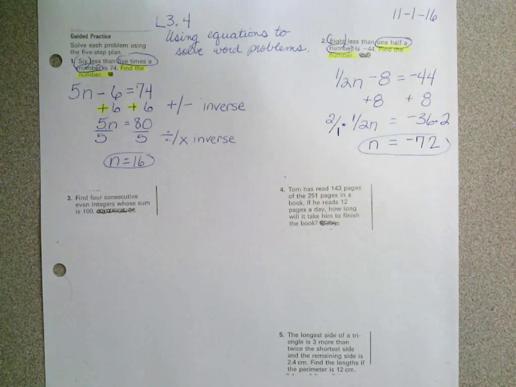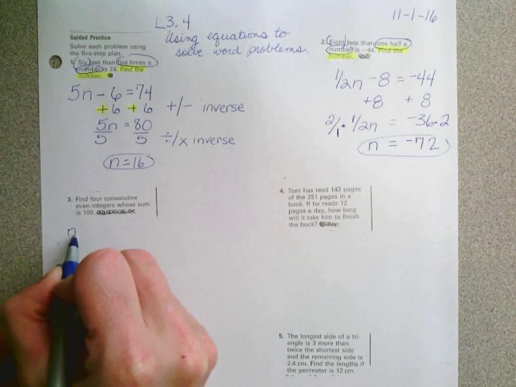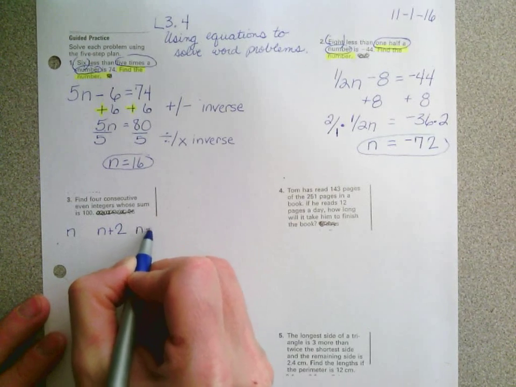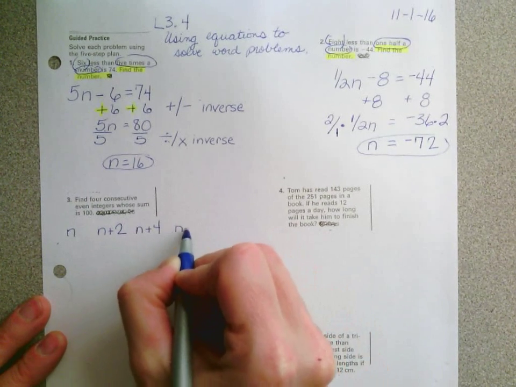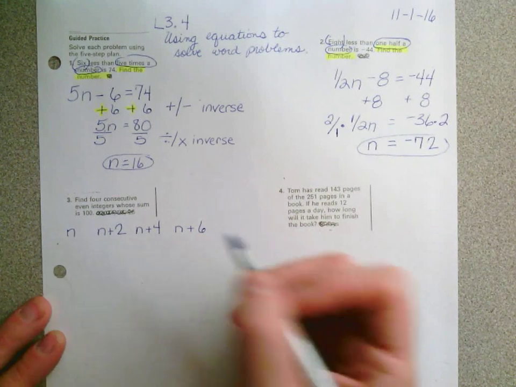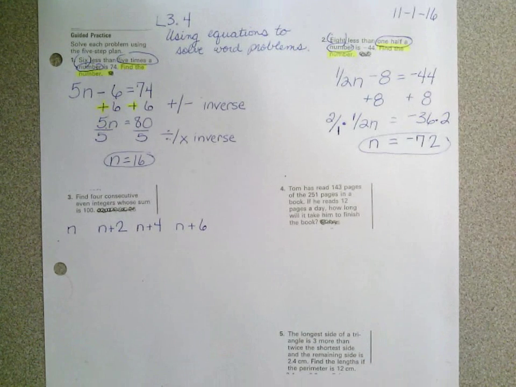Find 4 consecutive evens whose sum is equal to 100. Okay, 4 consecutive evens or odds. You set them up the same way because they stay even as long as you continue to add 2 to them, or they stay odd as long as you continue to add 2 to it. So the first one is n. The second one is n plus 2. The next one is n plus 4. And the last one is n plus 6. Those are the 4 consecutive even integers.